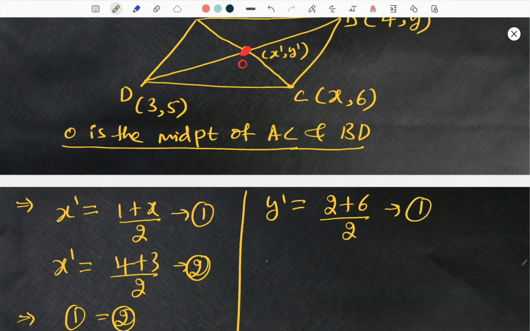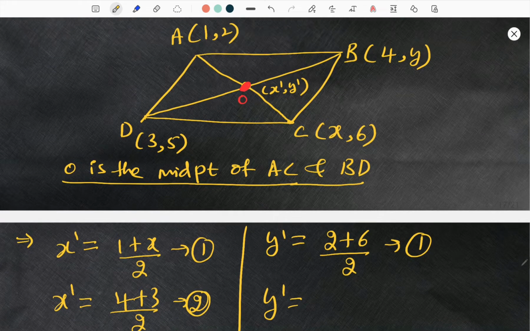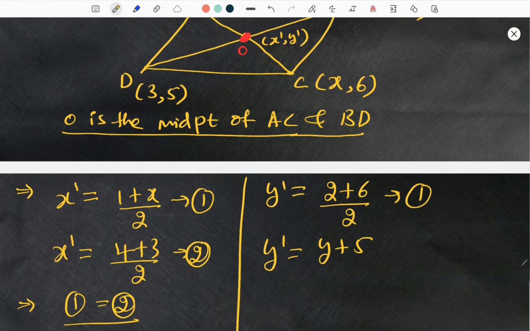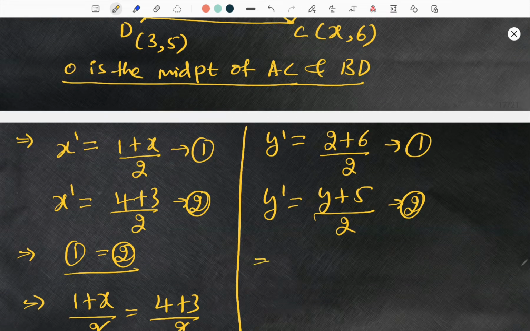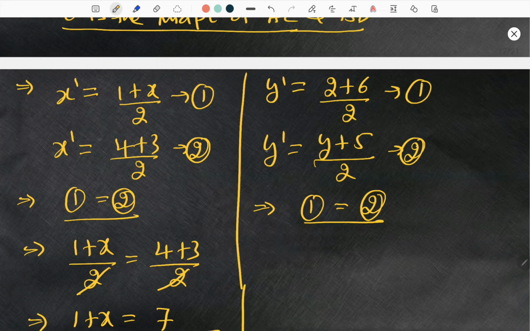Now come for this BD. If you come for BD, y dash is equal to what? As we got 2 plus 6 by 2 here, here I will get y plus 5 divided by 2. So that becomes y plus 5 divided by 2. So this is equation number 2. Now let us call equation number 1 equal to equation number 2, because both are y dash and y dash. So I am going to have 2 plus 6 by 2 is equal to y plus 5 divided by 2.